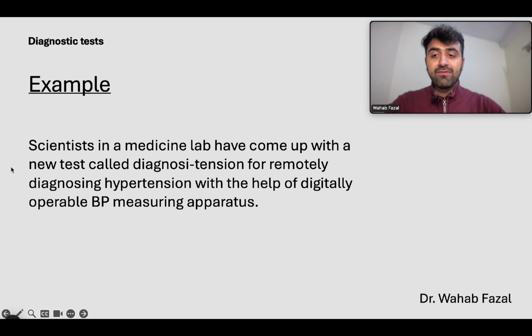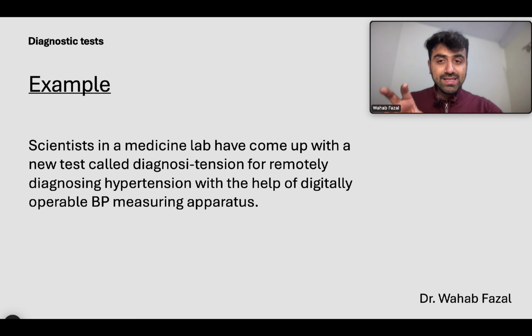Scientists in a medicine lab have come up with a new test called diagnositension for remotely diagnosing hypertension with the help of digitally operable BP measuring apparatus. Now, I've purposefully written this question in a slightly complicated manner because this is how your exam works.